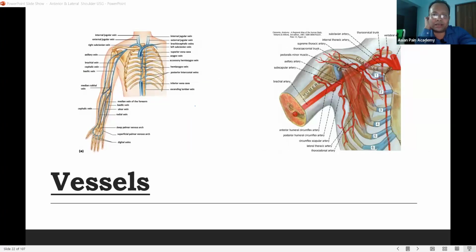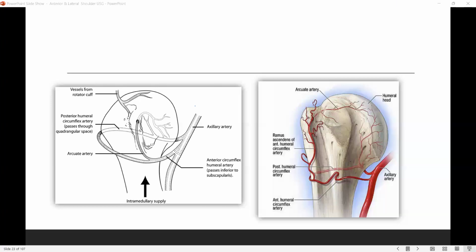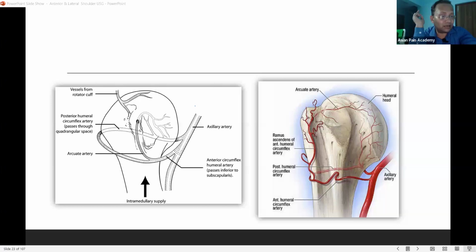Some vessels are important here. We can see that ultimately the shoulder is supplied by branches of the axillary artery or subclavian artery. So these are the branches which mainly supply the shoulder joint. One artery. Is somebody asking any question? No. So one artery. Why do we want to know these arteries?